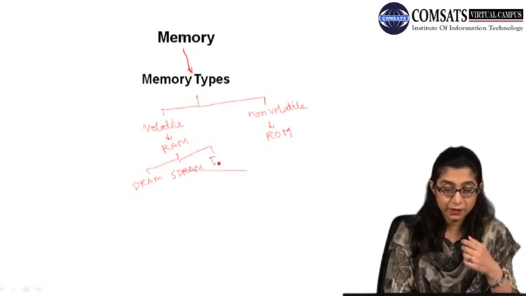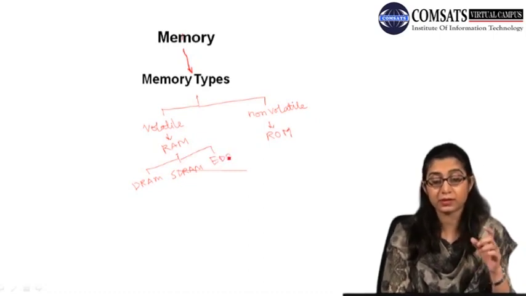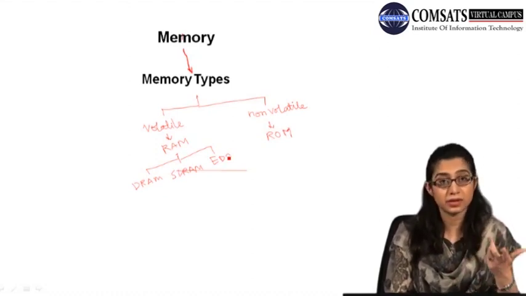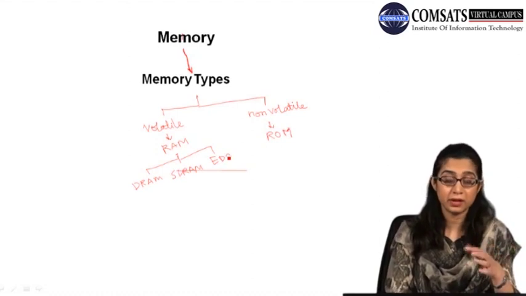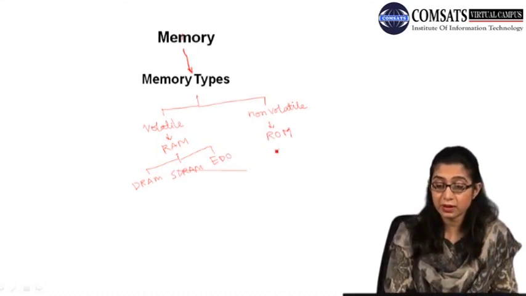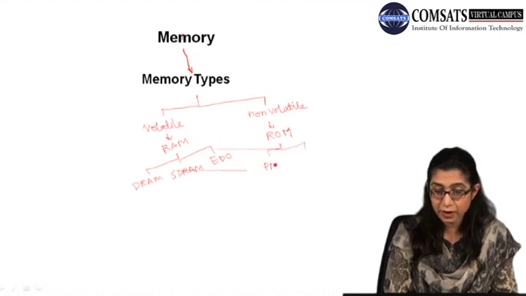And then we have the EDO, the very basic type of RAM. So the simple RAM and the EDO RAM से ज़्यादा faster is the synchronous dynamic RAM as well as the DRAM. ROM में again we have further types. We have the programmable ROM as well as the erasable programmable ROM.